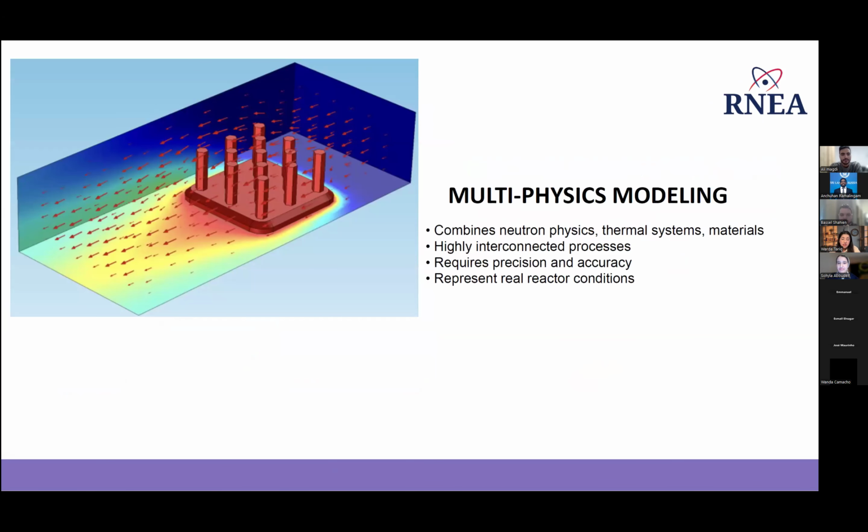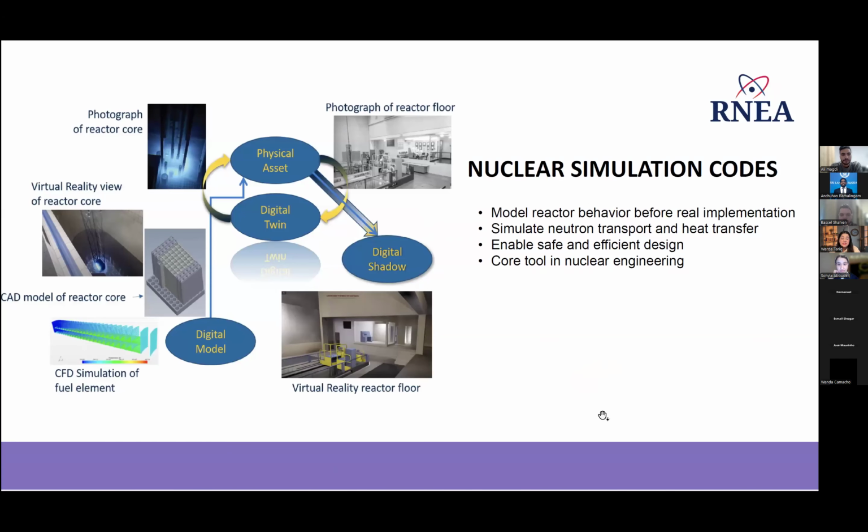The reactor system must be designed very carefully. One big challenge of nuclear simulation is that the reactor involves many different physical processes at the same time. This is called multi-physics modeling. For example, neutron physics tells us how fission reactions happen and how neutrons behave inside the core. Thermal systems tell us how heat is generated and moved through the material. Material science helps us understand how reactor materials behave under radiation and pressure.